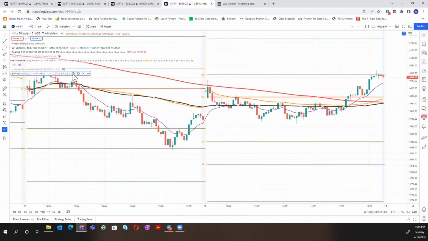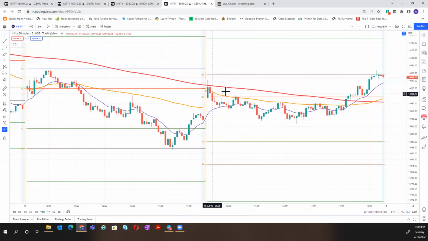But to keep it simple, if you are an intraday trader, you can have only the daily VWAP, the 200-day SMA or EMA, and a 13-period exponential moving average to catch the big moves.